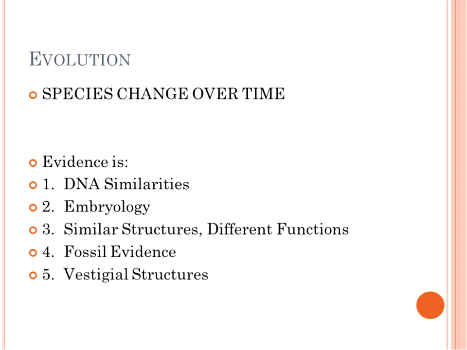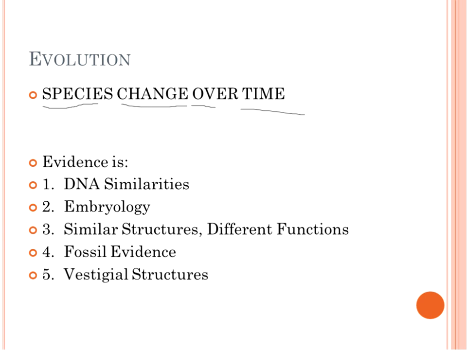All right, switching gears. That was DNA replication, transcription, and translation. Next up is evolution. And evolution is one of my favorites. It just simply means species change over time. That's it. Every single species on Earth, whether it's a plant, a bacteria, a human, a skunk, you name it, will change and adapt over time. And there's evidence behind it. It's not just an idea.